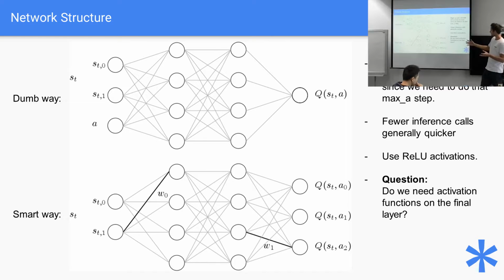For our implementation, we're going to use ReLUs, which is just the activation function here and here. But an interesting question: normally you would do a softmax on this output, in a normal neural net. So do we need to do that in this Q network? Why or why not? Does anyone have any ideas?